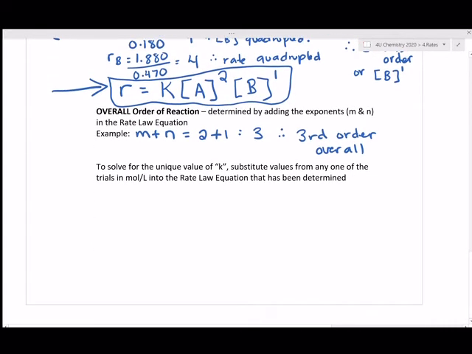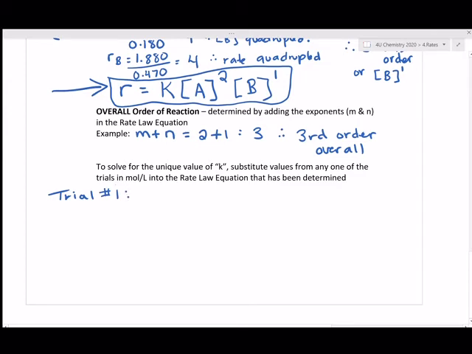Now we can solve for the value of K quite easily simply by looking at any of the trials. So we could use trial 1, we could use trial 2, or we could use trial 3. It doesn't matter. So I'm just going to use trial 1 because it's the first one. And we're just going to plug everything in. Okay, so for trial 1.